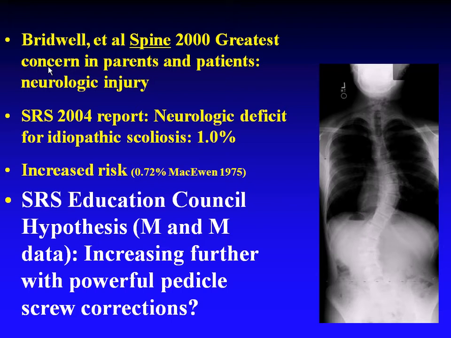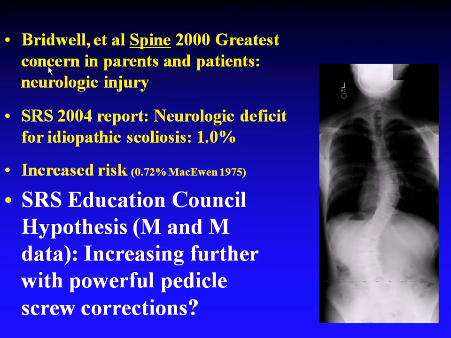So the SRS found that in 2000, the greatest concern on the part of the parents and the patients, and I would argue also the treating surgeon, is the concern for neurologic injury. The 2004 SRS report showed neurologic deficits at about 1%, and that had increased from the previous assessment done within the SRS in 1975, showing 0.72.